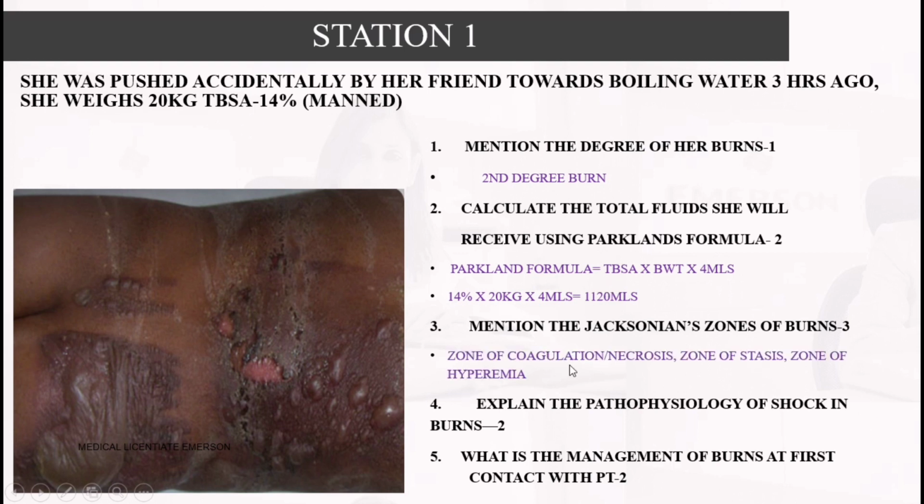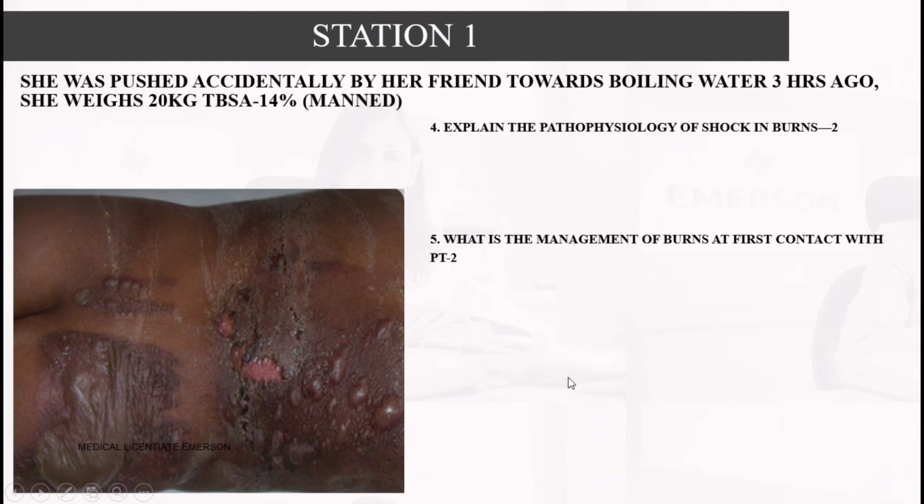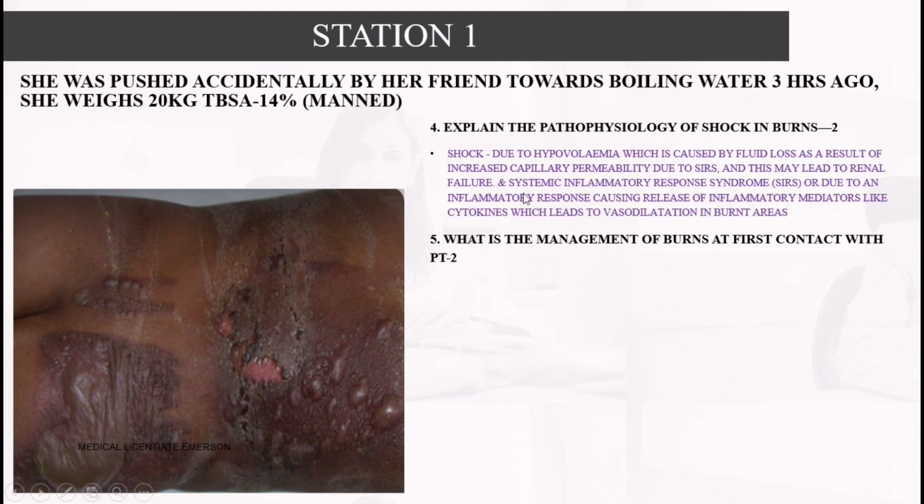Then mention the Jacksonian zones. So the Jacksonian zones, we have the zone of coagulation, which is also called the zone of necrosis. Then we have the zone of stasis and the zone of hyperemia. Then they ask us to explain the pathophysiology of shock in burns.